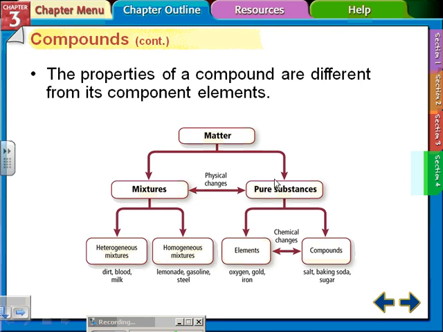Then if matter is a pure substance, we either have elements or compounds. Elements would be things like gold, oxygen, iron, any element on the periodic table. And compounds are when we take two or more of those elements and bring them together, like salt, baking soda, and sugar. So we have pure substances and we have mixtures. And mixtures are two or more pure substances that are mixed together.